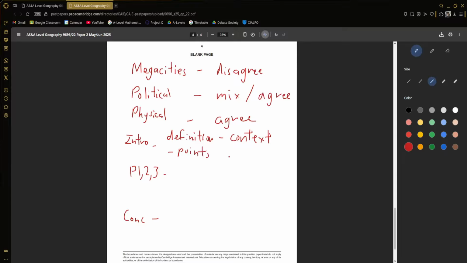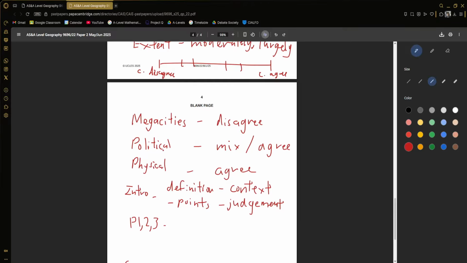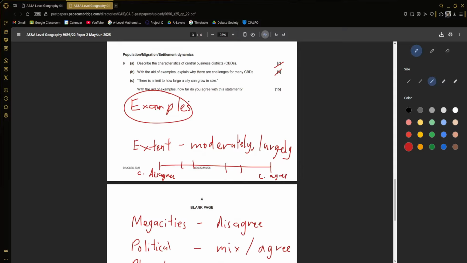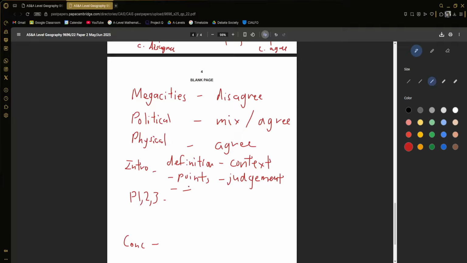And then after that, you want to explain your judgment. So your judgment is how far you agree, right? Your judgment has to relate back to the question, and your answer to the question is this extent thing, how moderately or largely or slightly you agree or disagree. For my judgment, I said it was true to a large extent, so I agreed to a large extent. And then after your judgment, you have to provide your thesis statement, which is your explanation of your judgment.